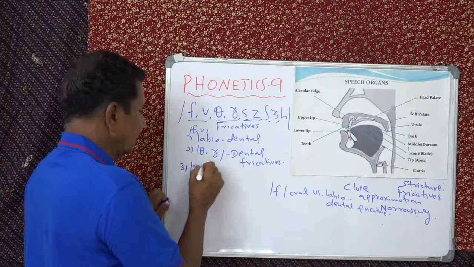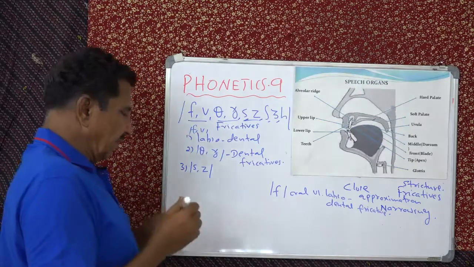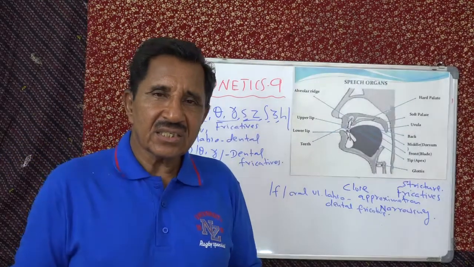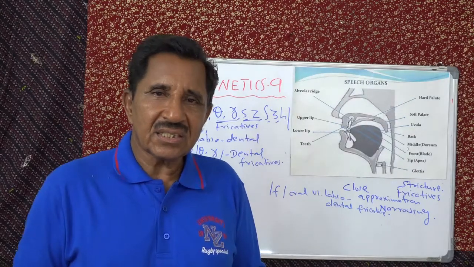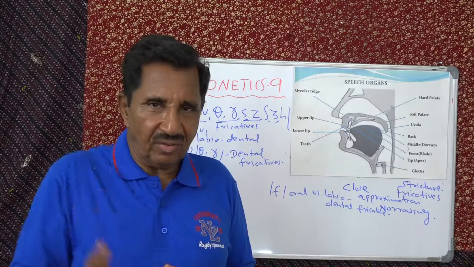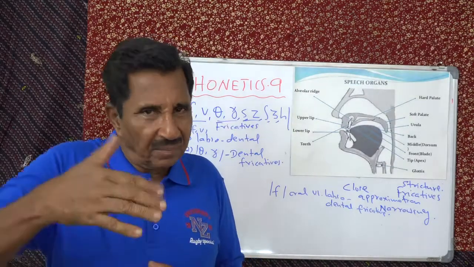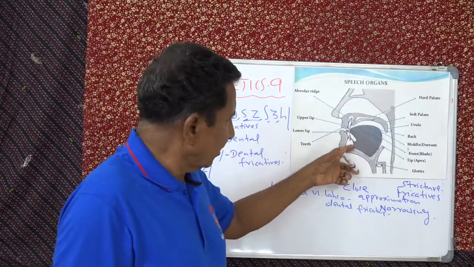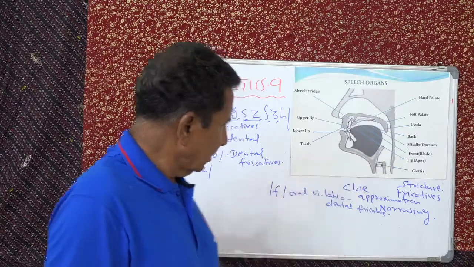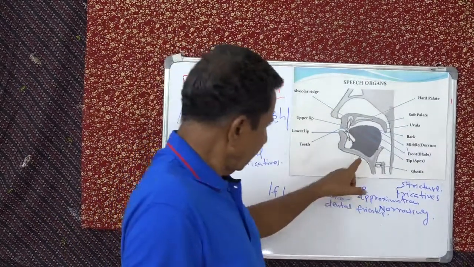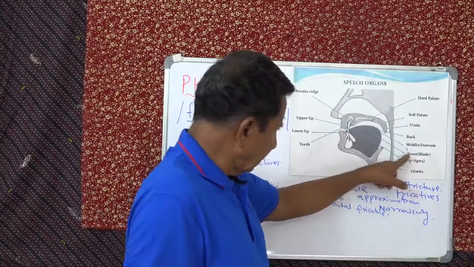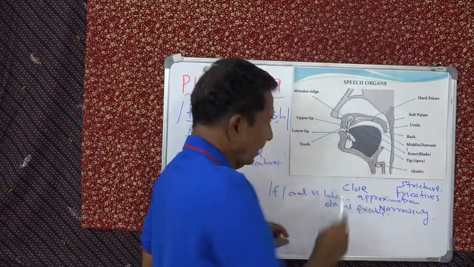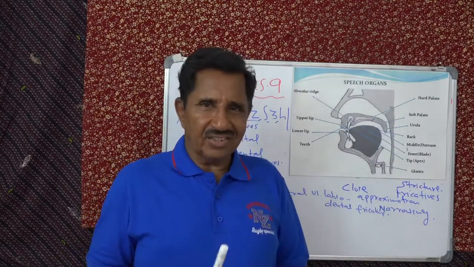Now we come to the next pair, the third one, S and Z. There you can see the tongue is one, of course. Tip of the tongue, you can say, and blade of the tongue. Not only the tip of the tongue, but the blade of the tongue. Blade of the tongue means the front part of the tongue. Tip and blade up to this part are raised towards the alveolar ridge.